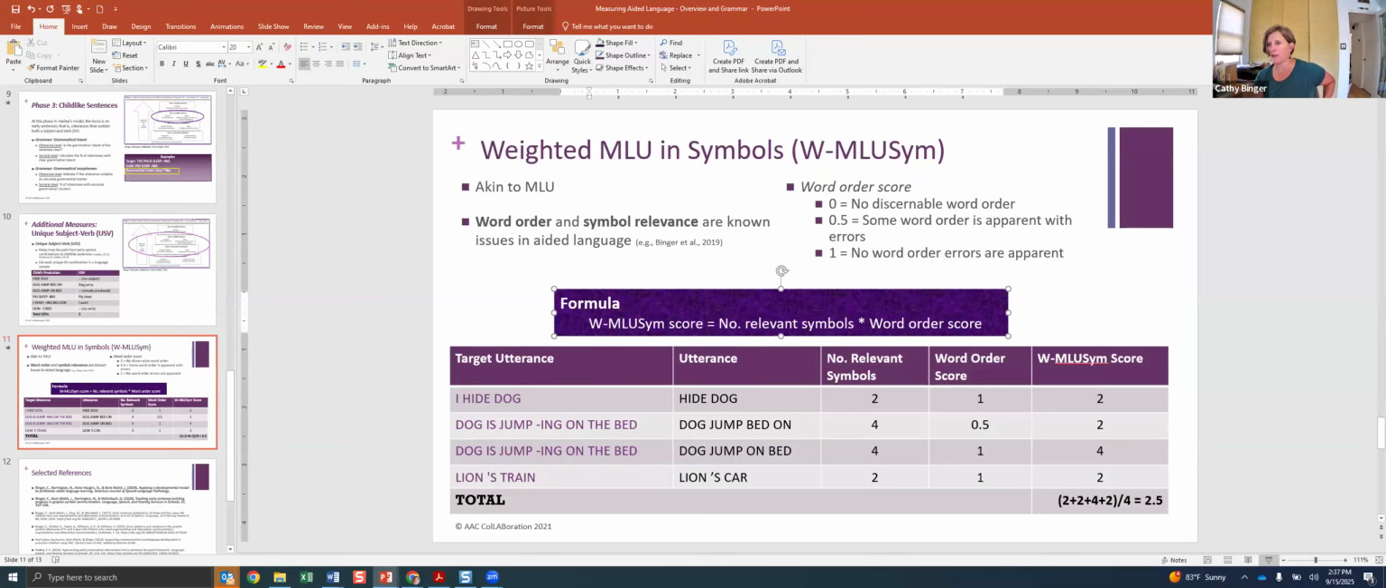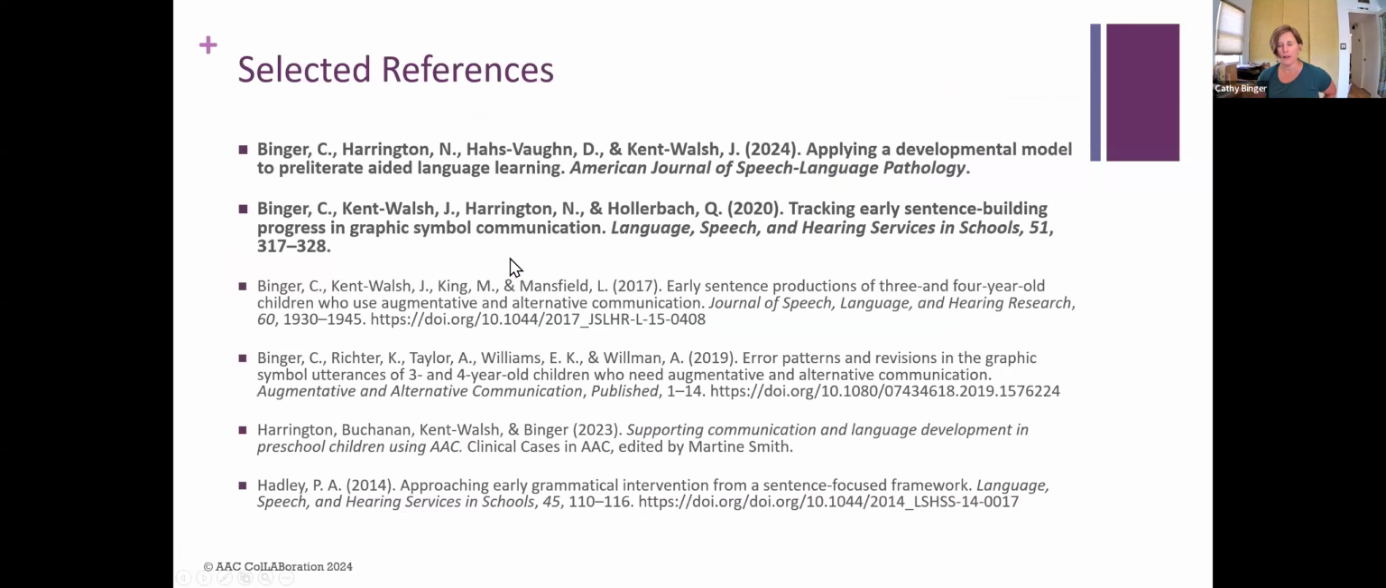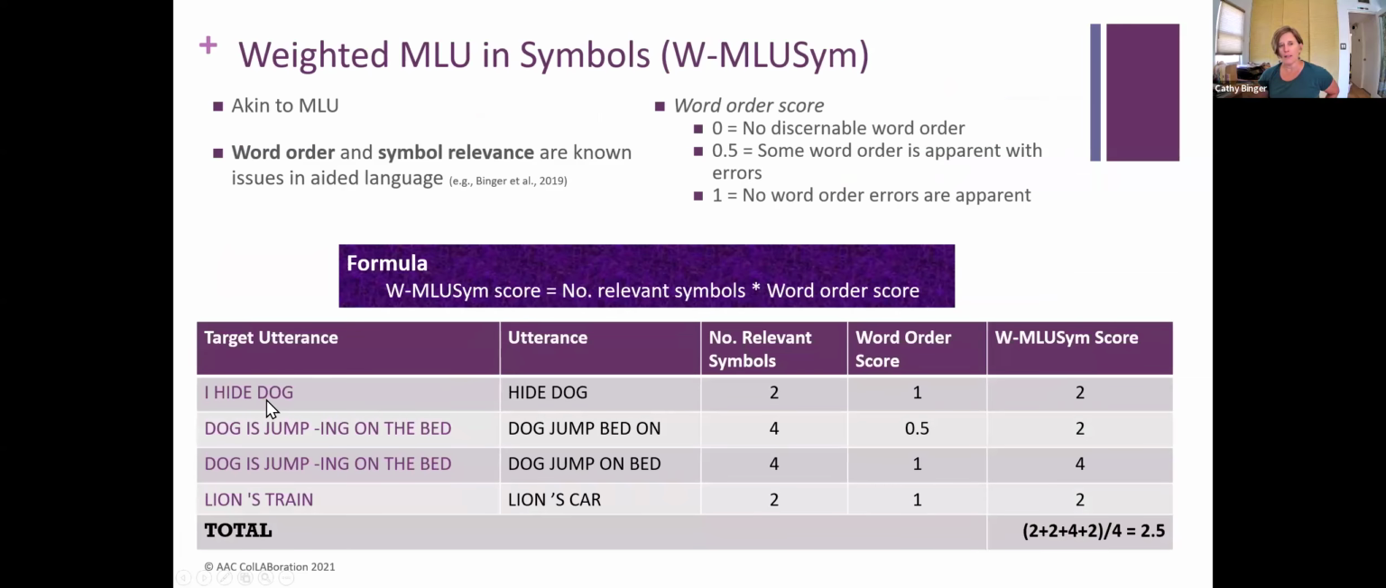There we go. Okay, so here is our example. The child says... now, it's easier to show you this if I give you specific targets. So if the target is "I hide dog" and the child says "hide dog," that's fine. Both of those symbols are relevant. Hide and dog are both relevant, so they get credit. They said 2 words or 2 symbols. This is all aided language. So they had 2 relevant symbols, and they get 2 here.